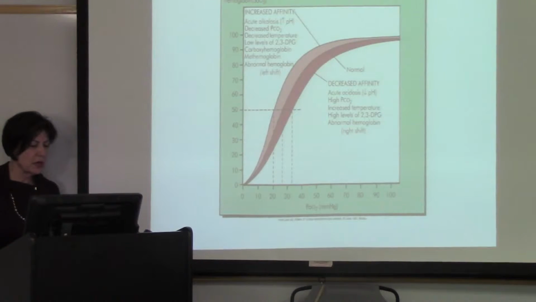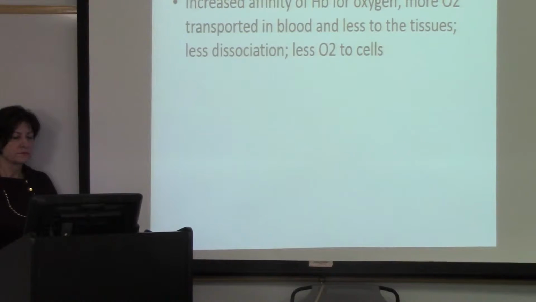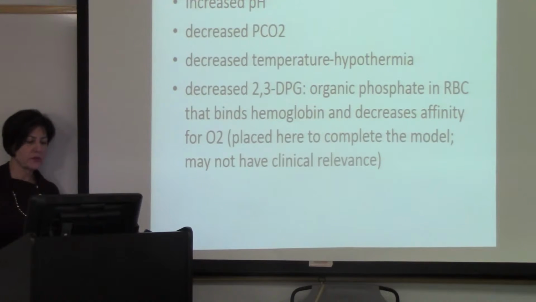Increased pH means you're alkalotic, which means that your PCO2 is low and your O2 level is high. In an acidotic patient, your PCO2 is high and your O2 level is low. So you have a right shift and a left shift. We already went through that. So what causes a shift to the left? Your pH becomes high, your CO2 drops. People that have hypothermia, you will see this with.